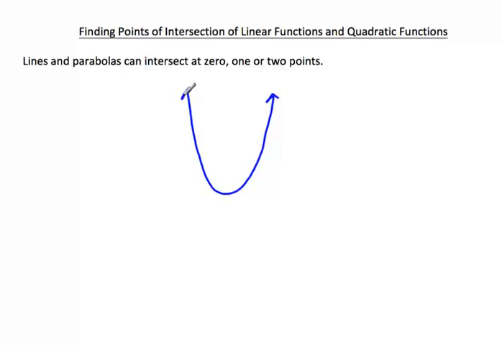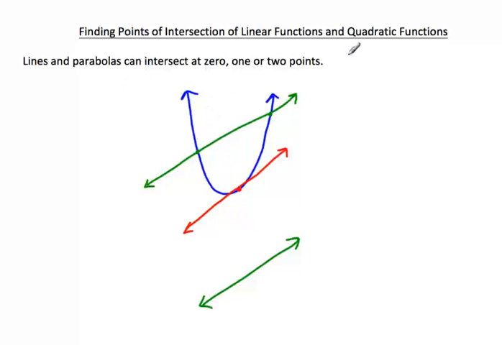If this is my parabola, I could have a line like this that doesn't intersect it at all. I could have a line like this, which, if I drew that a bit better, would only intersect it at one point, this point right here. And I could have a line like this that intersects at two different points, here and here. So lines and parabolas, linear functions and quadratic functions, can intersect 0, 1, or 2 times.